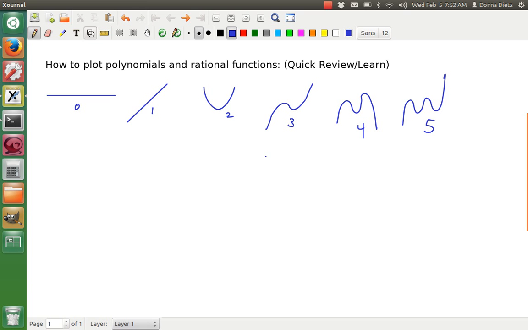And the roots, so I could put the axis here. This is the x-axis, y equals 0. And in this case, I have all real roots. But if I just move that axis, or move the function, whichever you prefer, now I only have one real root. But the shape of the function doesn't change.